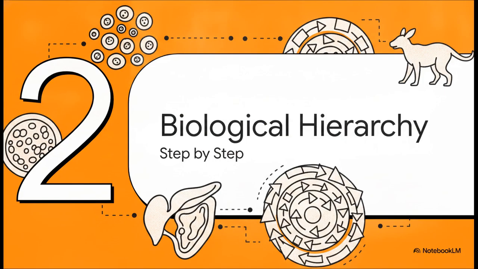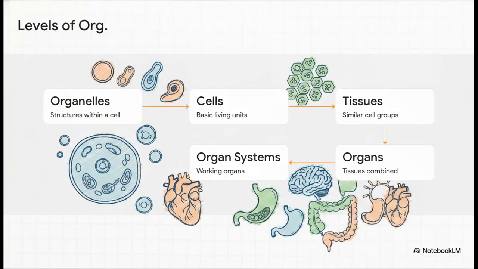Moving on to Section 2, the biological hierarchy, step by step. And this brilliantly illustrates the strict hierarchy of life. Complex organisms aren't just random, chaotic jumbles of cells. They actually follow a highly organized five-step structure.